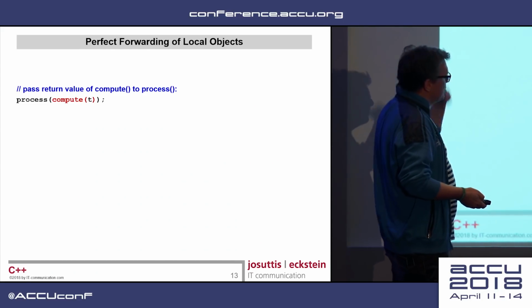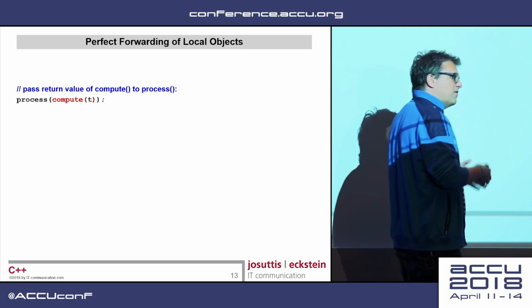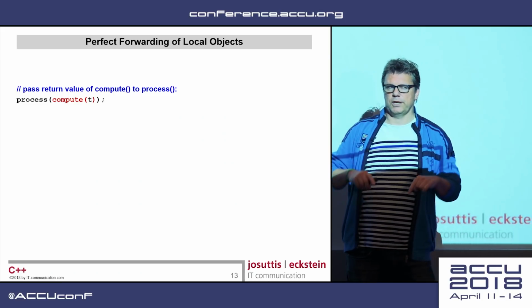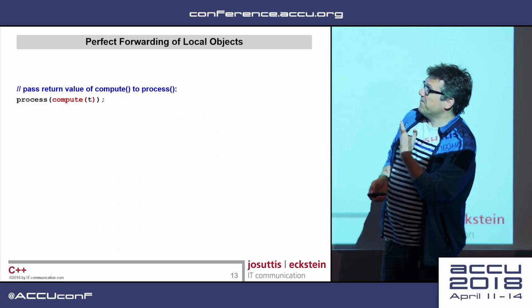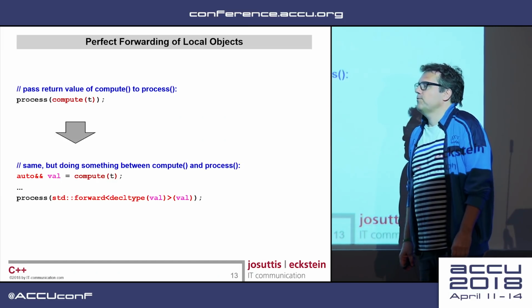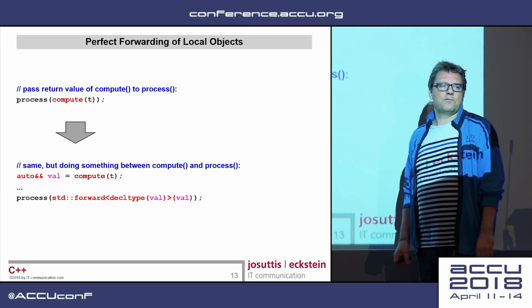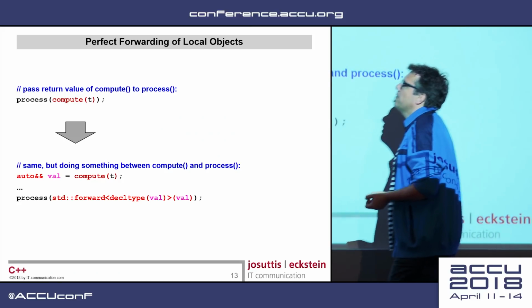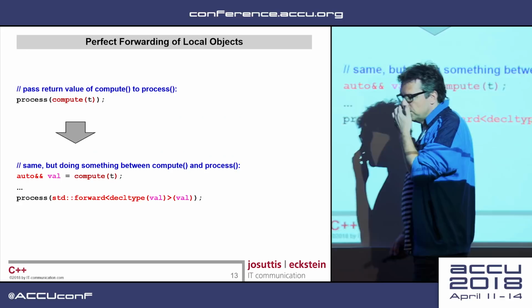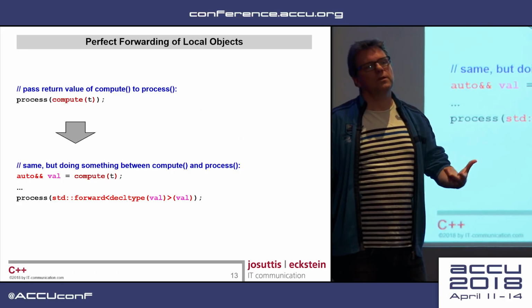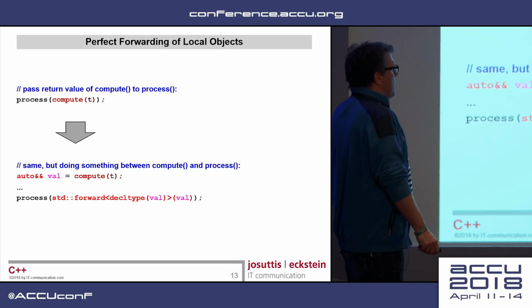So you pass it directly to process. That's fine. That's perfect forwarding of a local object. But if you want to split this in two sets, then you need auto-ref-ref. That's the application of auto-ref-ref, saying I want to have here a universal reference, and whatever is returned here by this compute, the nature of it, or the value category of it, should be preserved in the call.